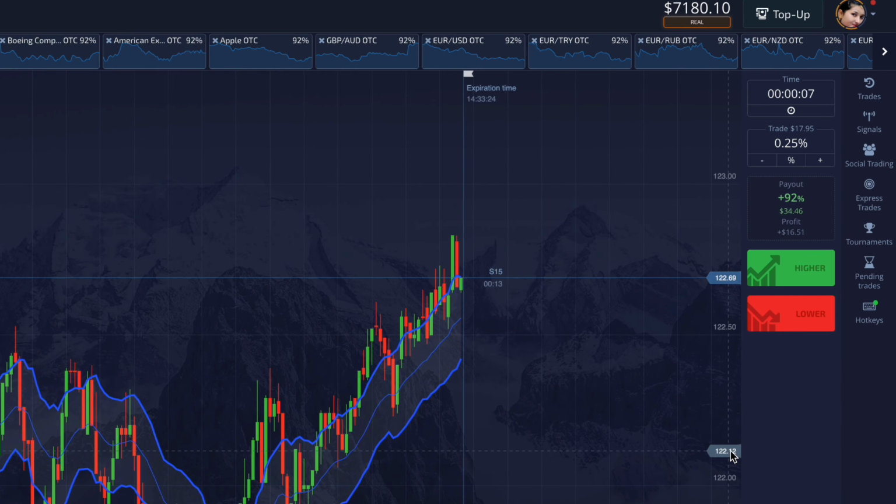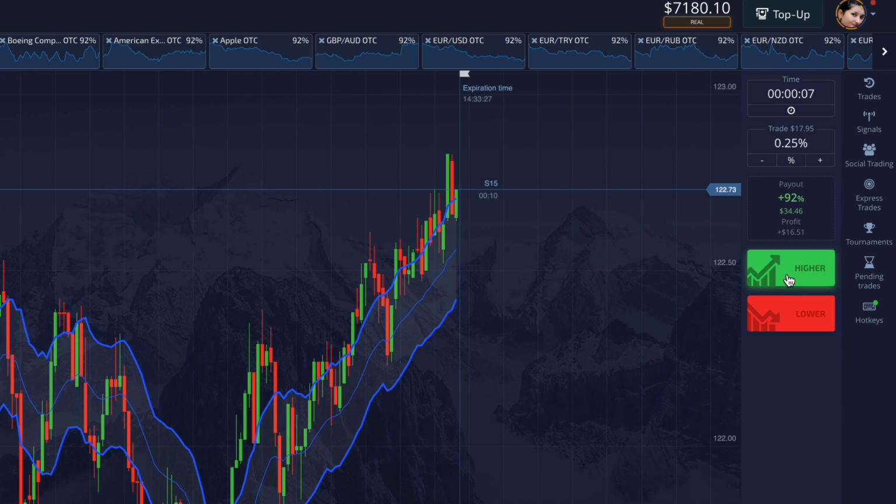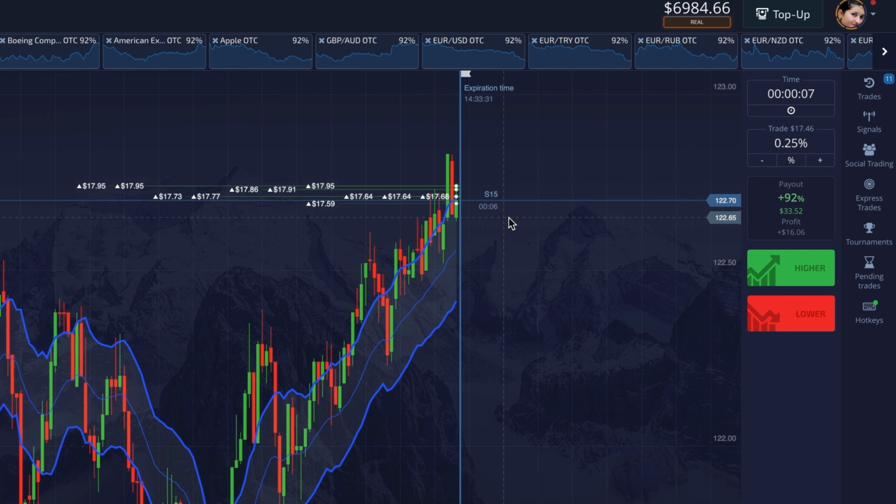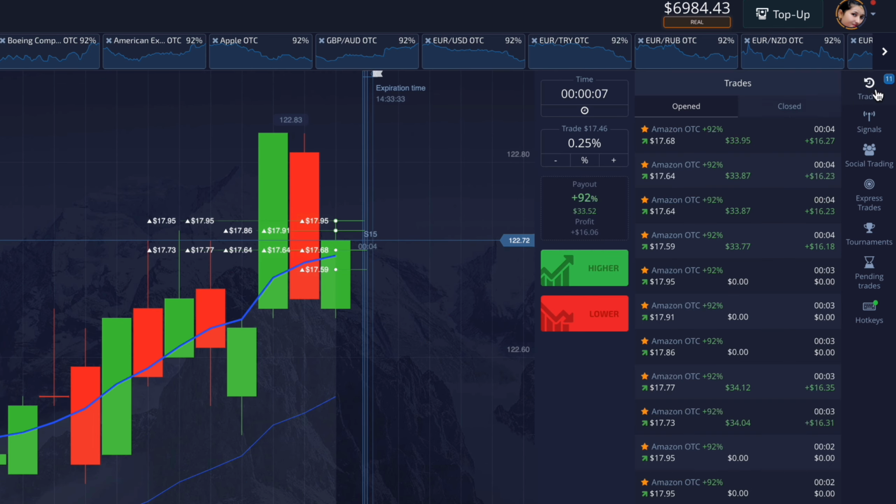This is the 7-second expiry time trade strategy and it works well. Here we have taken some trades in the upward direction and you can see these are profitable trades.